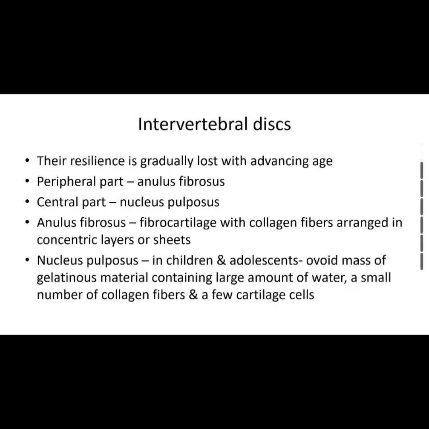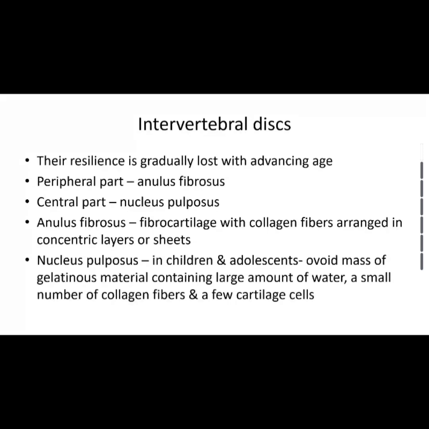As I've already said, the peripheral part of the intervertebral disc is the annulus fibrosus. The central part is called the nucleus pulposus. In a child it is almost jelly-like, like a gel. The annulus fibrosus is fibrocartilage with collagen fibers arranged in concentric layers or sheets. The nucleus pulposus in children and adolescents is ovoid in shape. It is a mass of gelatinous material containing a large amount of water, a small number of collagen fibers and a few cartilage cells.